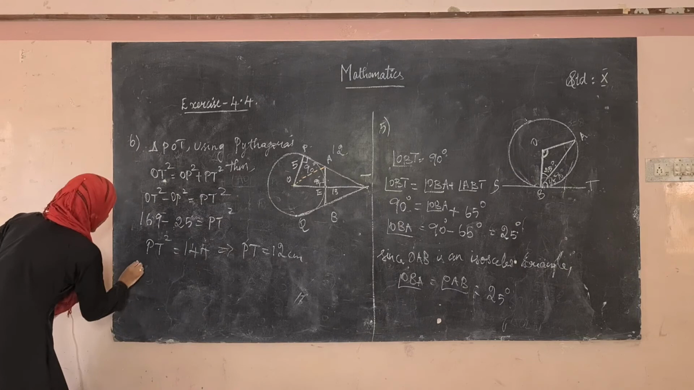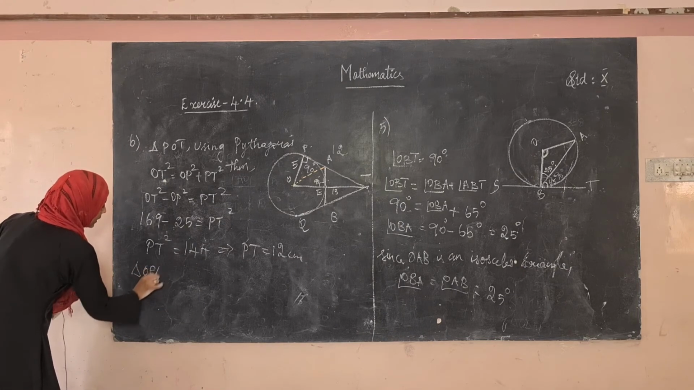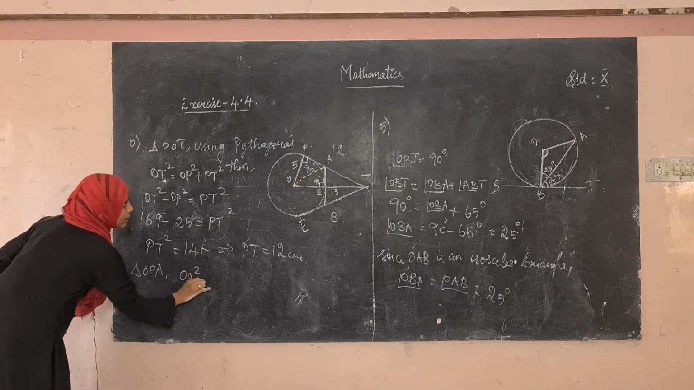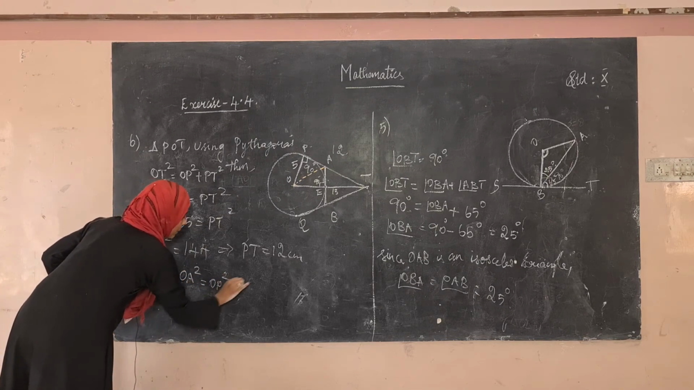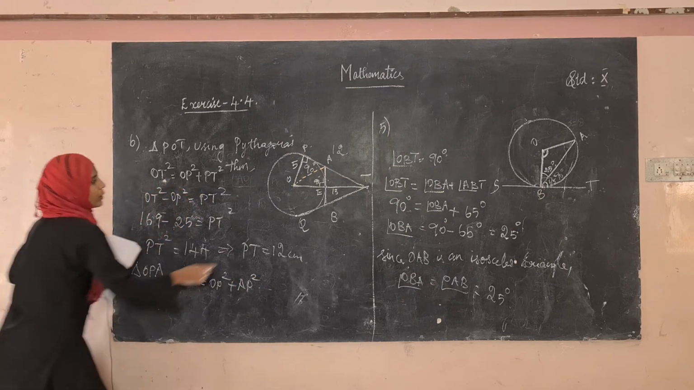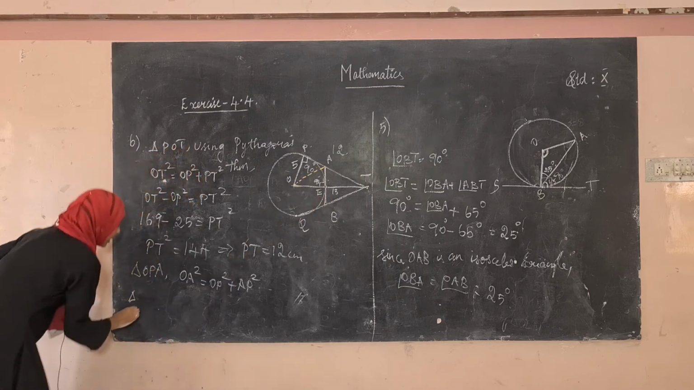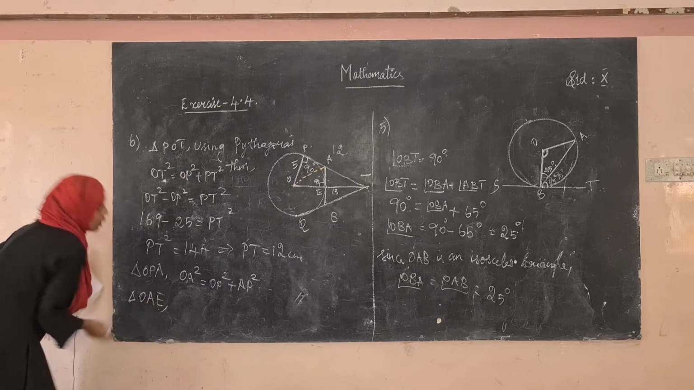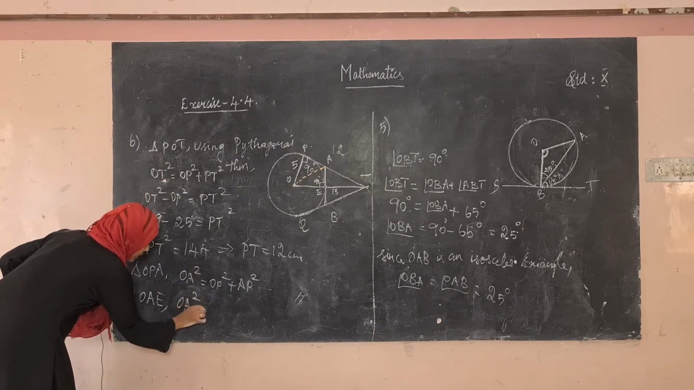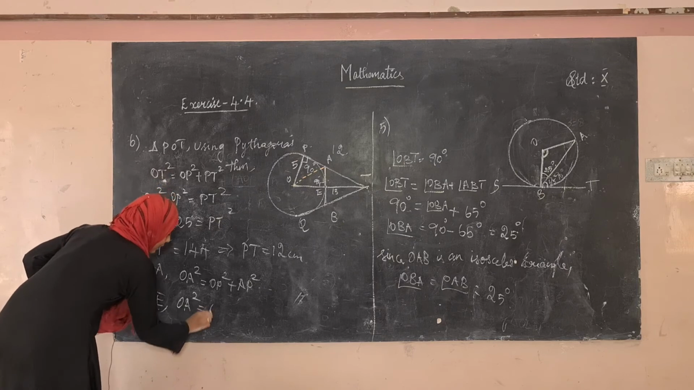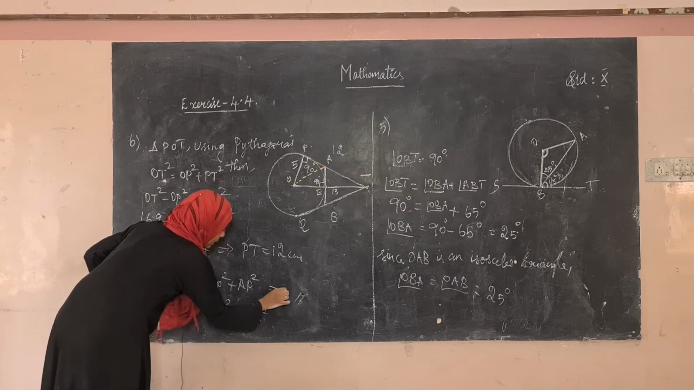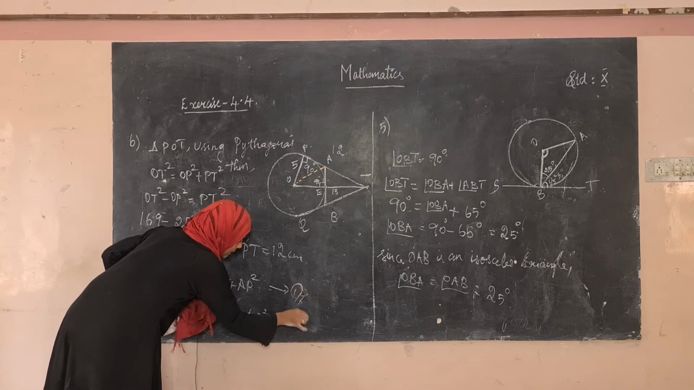So, from triangle OPA, what is the hypotenuse here? It is OA. OA square is equal to OP square plus AP square. And from another triangle, OAE, what is the hypotenuse here? It is OA. Therefore, OA square is equal to OE square plus AE square. Let this be the first equation and this be the second equation.